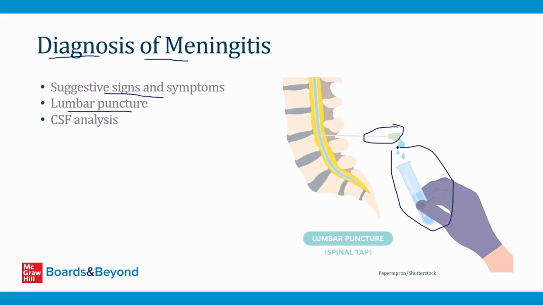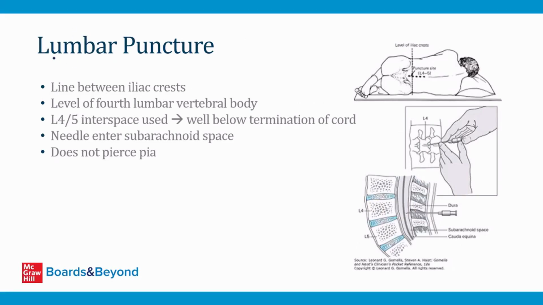Remember that meningitis involves inflammation of the subarachnoid space, which contains cerebrospinal fluid, and there's cerebrospinal fluid in the brain, but that's continuous with the CSF that's down in the spinal cord. So you get a sample of that spinal fluid, and it will contain cells and other indicators of infection if meningitis is present. So that's a nice segue into talking about lumbar puncture. So let's talk about this procedure, which is a diagnostic procedure done to make the diagnosis of meningitis.